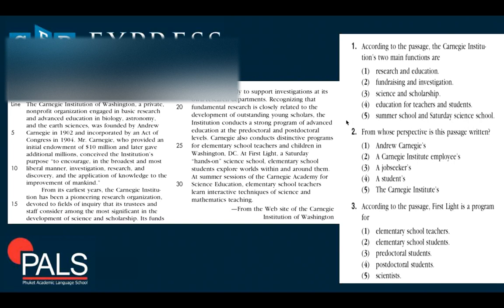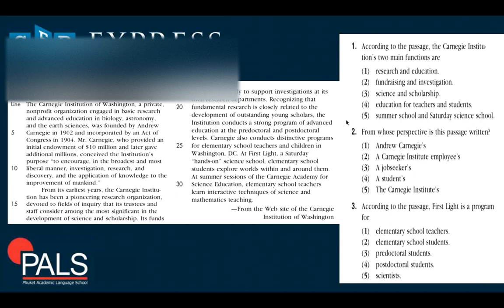From its earliest years, the Carnegie Institution has been a pioneering research organization devoted to fields of inquiry that its trustees and staff consider among the most significant in the development of science and scholarship. Its funds are used primarily to support investigators at its own research departments. Recognizing that fundamental research is closely related to the development of outstanding young scholars, the institution conducts a strong program of advanced education at the pre-doctoral and postdoctoral levels. Carnegie also conducts distinctive programs for elementary school teachers and children in Washington, D.C.